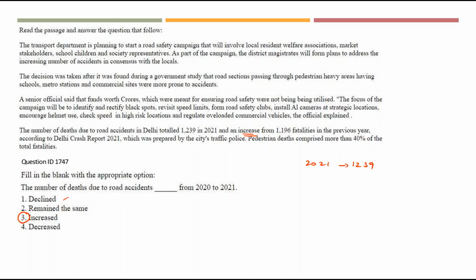Declined and decreased mean the same. Remain the same will not be there. So we'll rule out the rest of the 3.